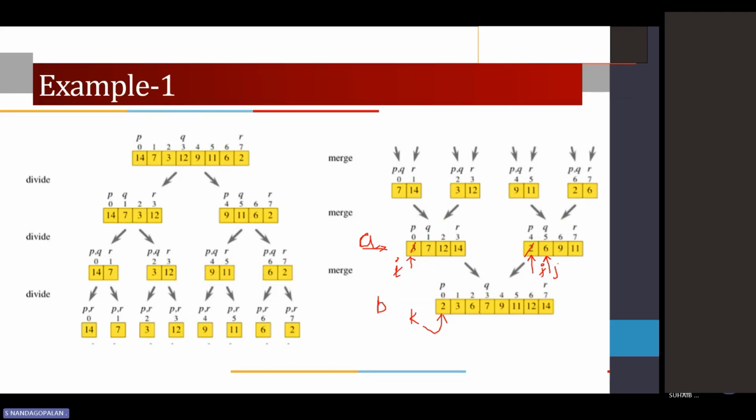Move 3. Copy 3 here. It's done. And move pointer I here. Now compare again pointed by I and J, 7 and 6. So 6 is smaller. So this is occupied and J moves here. So again I and J, 7 and 9. So 7 is smaller. So I moves and 7 has come.